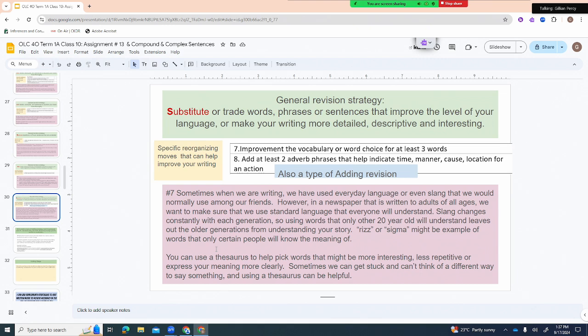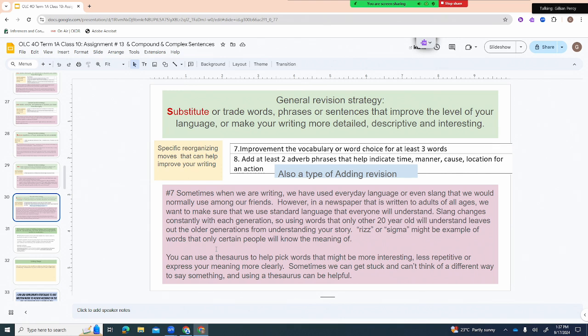It can help you pick words that might be more interesting or less repetitive, or sometimes express your meaning more clearly, right? Sometimes we get stuck and you can't think of a different way to say something, and then using a thesaurus can be really helpful. We do talk a little bit more about thesauruses later on in this unit, but I'm just giving you a heads up now.